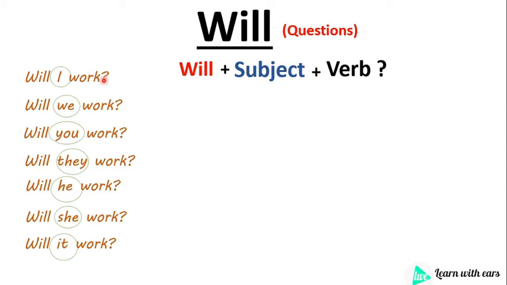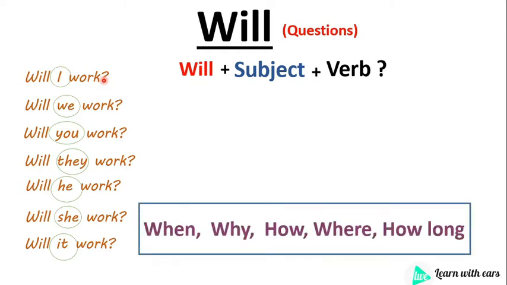Now, we can also make questions by using question words. Okay? These are question words: when, why, how, where, and how long. Now, let's see some examples. When will he work? Okay? It's a question. So here you can notice, first we are using a question word, then will, then subject, and at the end we are using a verb with a question mark, right?